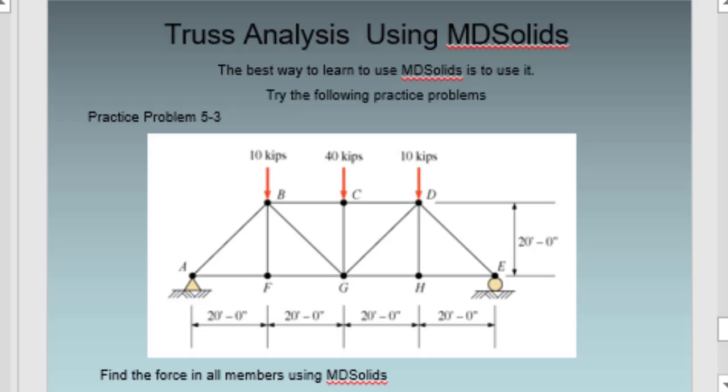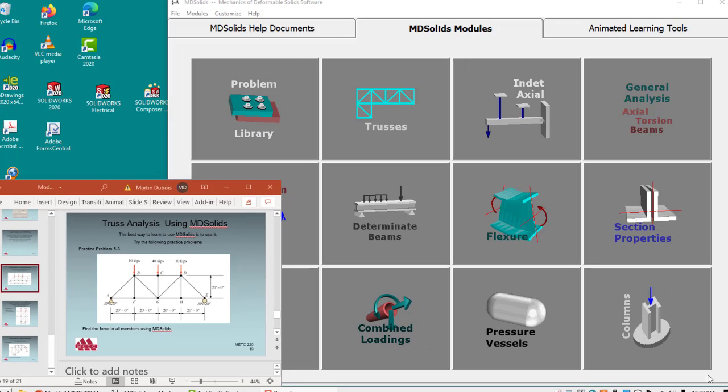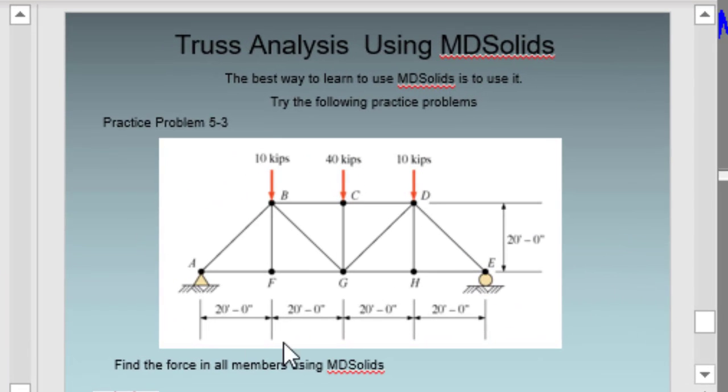Let's look at practice problem 5-3. In 5-3, we're going to use MD Solids software to analyze the truss. And to be honest, I think you'll like this compared to doing a truss by hand. So, I've got a truss. I need to know a few things about the truss before I begin. I've got 4 bays. They are each 20 feet long, and the truss is 20 feet high.